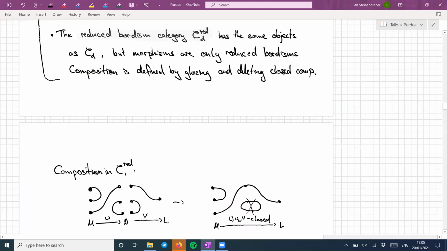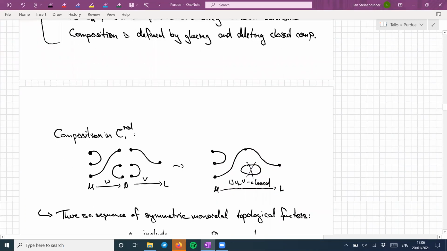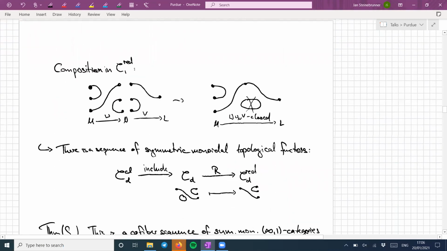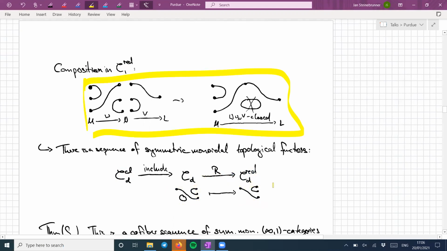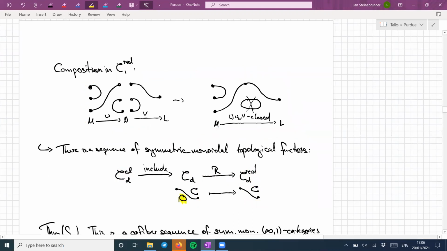I guess you have to check that this composition is associative and well defined. But that gives you a topologically enriched category, and somehow by construction they fit into a sequence of symmetric monoidal topological functors. So you have this closed category. That's a subcategory of the entire topologically enriched category. And then we have the reduced category, and there's a functor down here that sends any bordism to its reduced part. And if you have another look at how we defined composition down here, then you see that it's exactly such that this quotienting operation that discards the closed components is functorial.